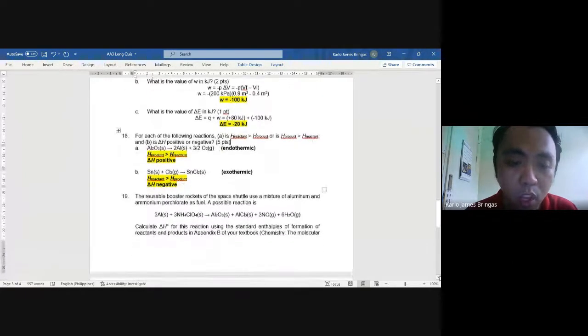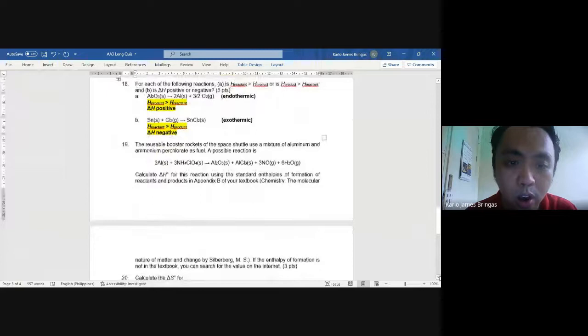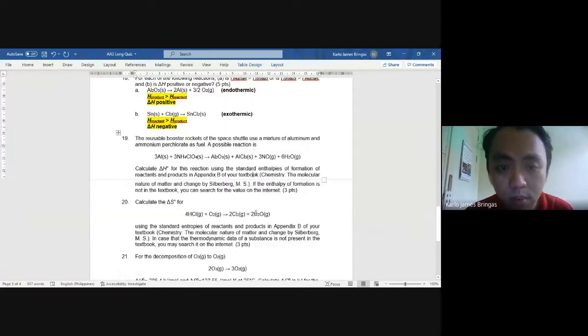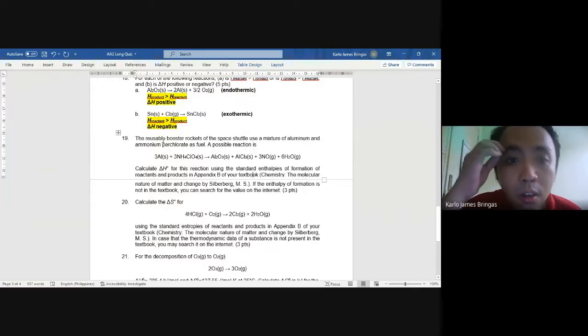Then at this point, we move on to our number 19. So number 19, you have one possible type of fuel to help our reusable booster rockets to be able to go into space. So our booster rockets can use a mixture of aluminum and ammonium perchlorate as the fuel. So the reaction for this one is given to be the following.